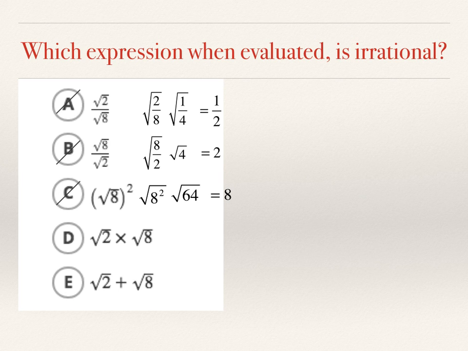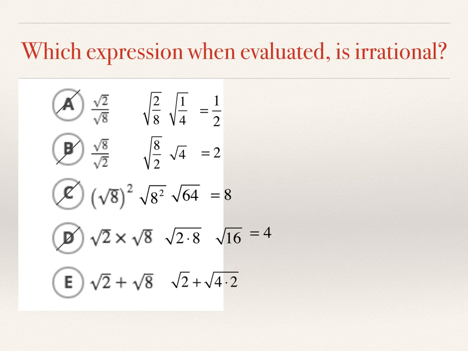Let's have a single radical and have 2 times 8 underneath the radical. You know the square root of 16 is 4. So that is not irrational, which tells me option E must be my answer. Let's take a closer look at it.